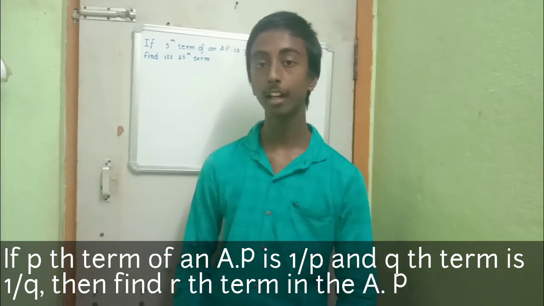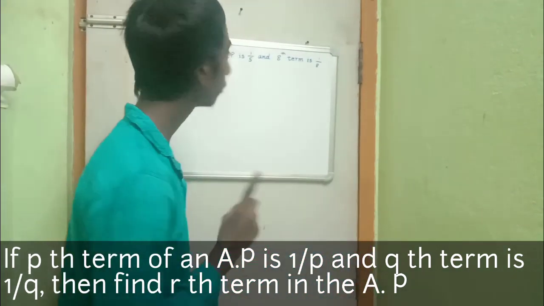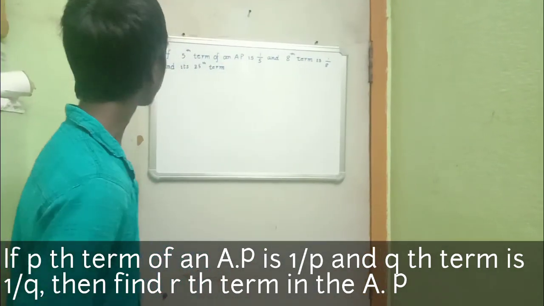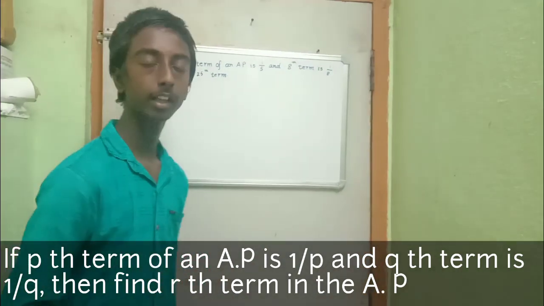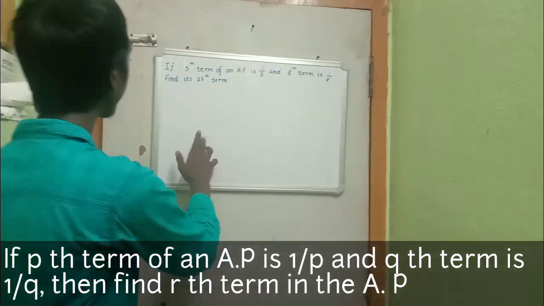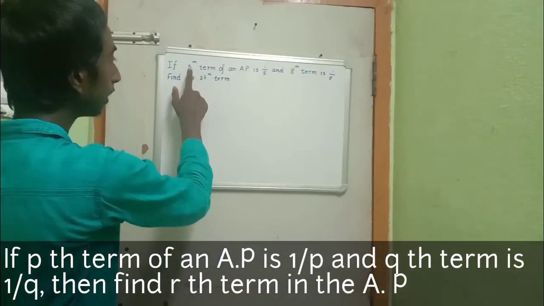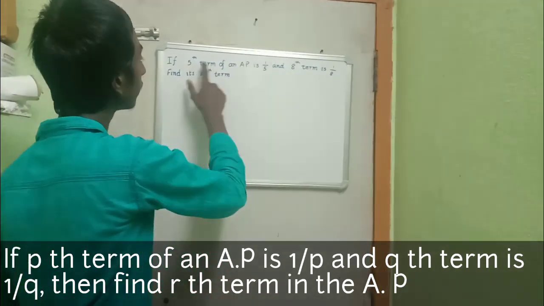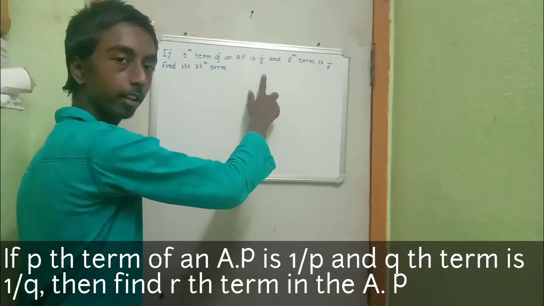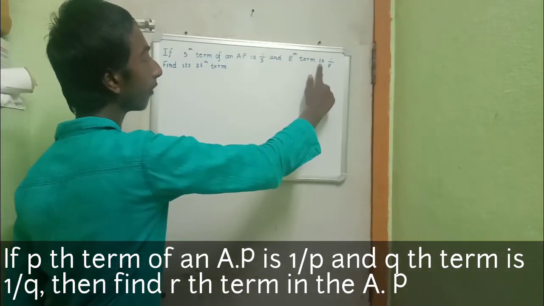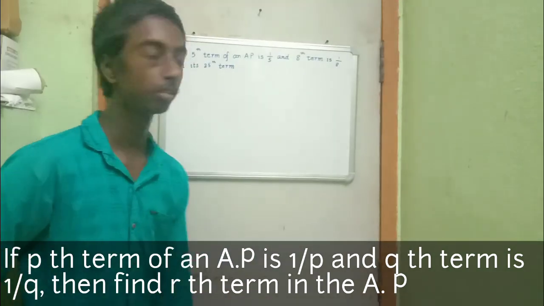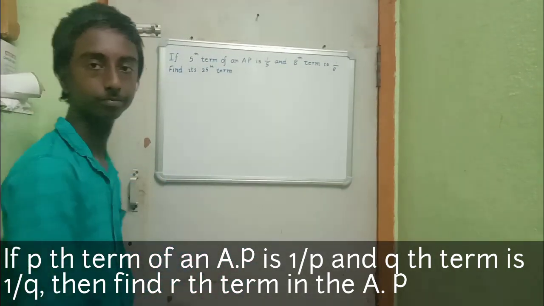Okay, let's start the trick. One note is here. This trick works for questions of this form: if the pth term of an AP is 1 by p and the qth term of an AP is 1 by q, then find the rth term.